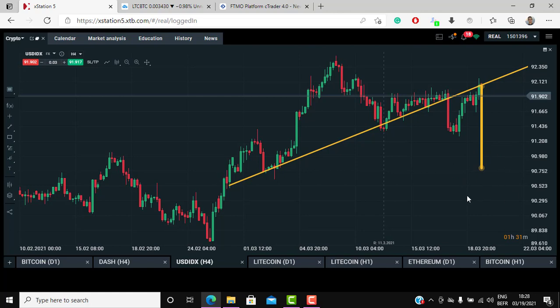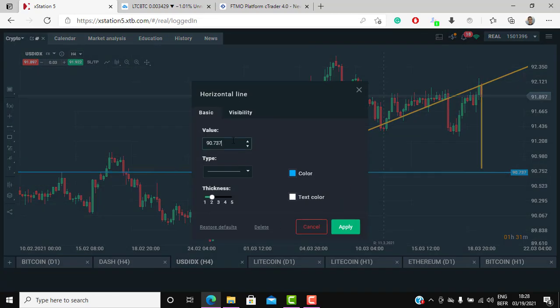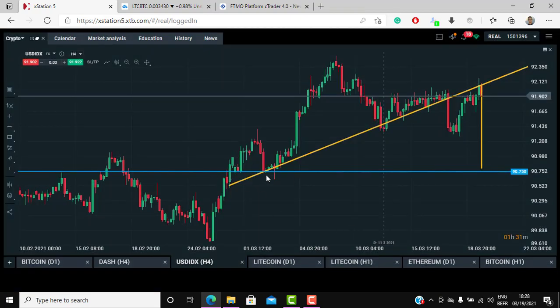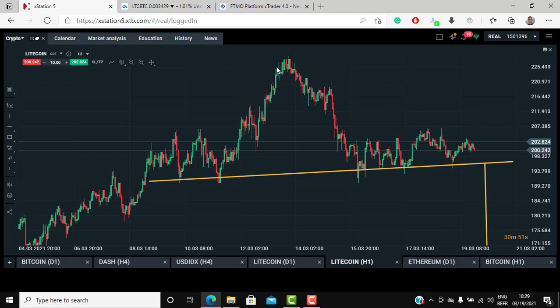90.75, which is the support around here. So if we do take a look at the support around here, this is a very probable target, and we do make 1975, which was the support, and we could go back to that support. And if this happens over the next week, we could really see big pressure on the US dollar, and therefore a big pressure up on LTC.